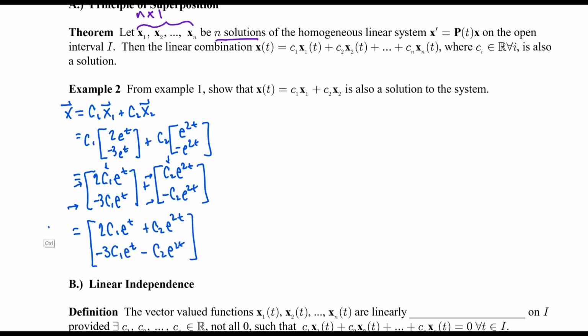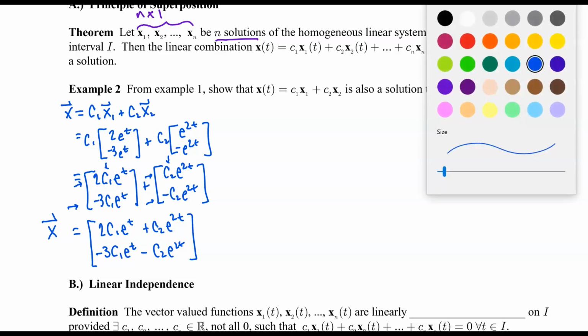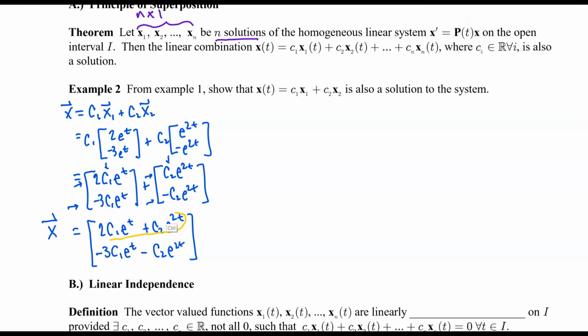So we have this new vector. Please understand this is 2 by 1, 2 rows and 1 column. I know it sort of looks like a 2 by 2 matrix, 2 rows and 2 columns, but we have 1 entry in each row. This is a single entry in column 1. This is a single entry in column 1. So this is a 2 by 1 column vector, not a 2 by 2.